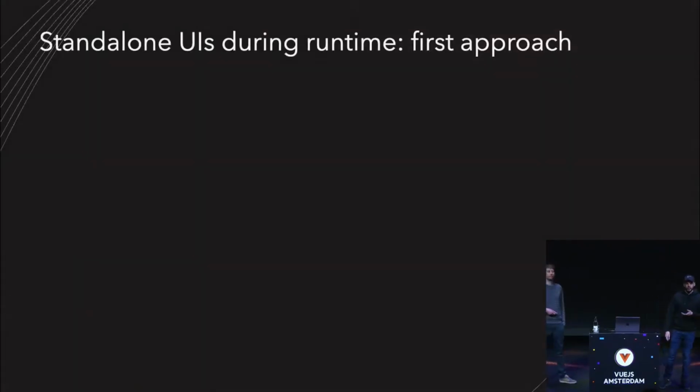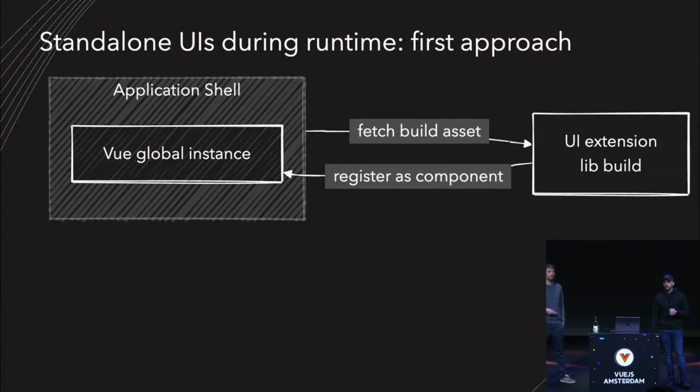This is what our initial approach looked like. We had the main application, the application shell that is running the main Vue application. What it would do is fetch what we call internally a UI extension build. This would be a library build, fetched at runtime and registered dynamically in the main application. And this worked for a bit, but slowly we started to notice some issues.